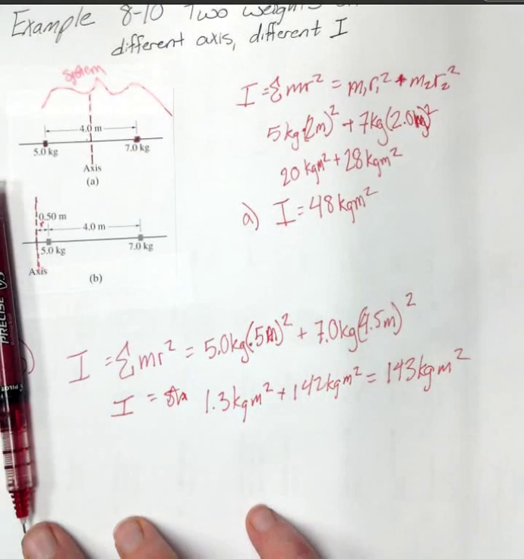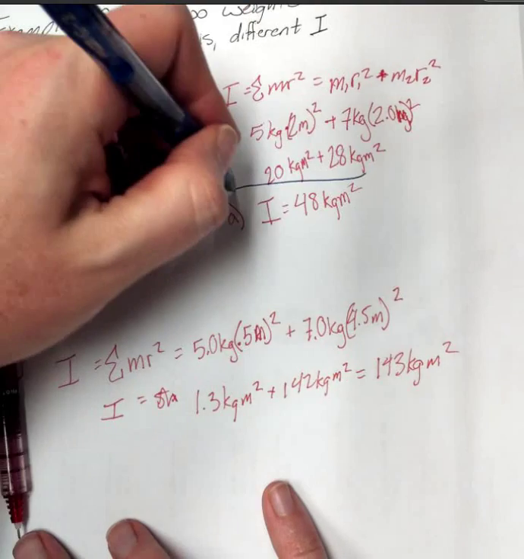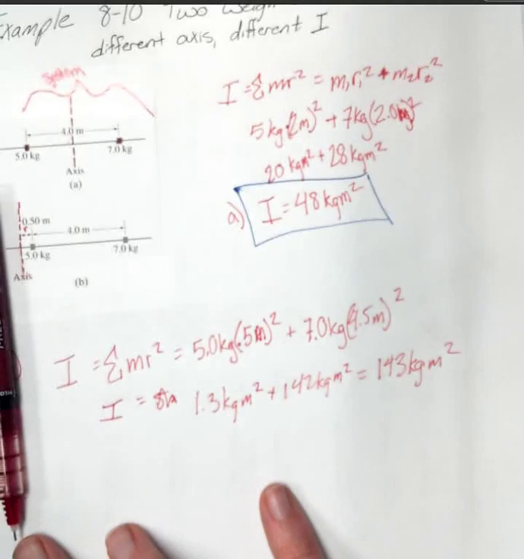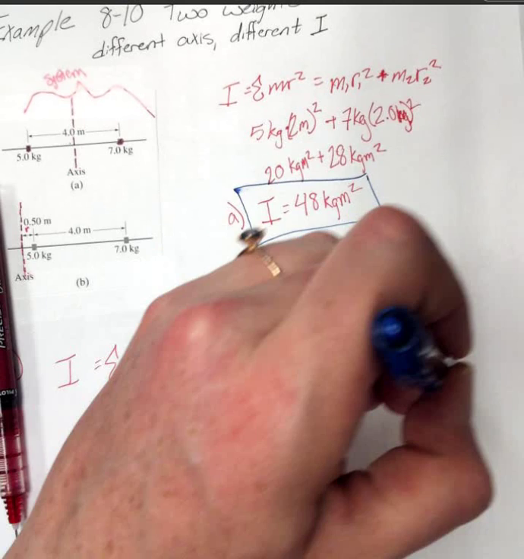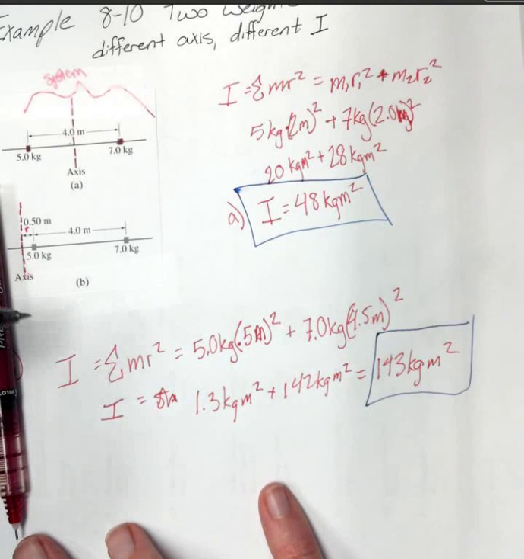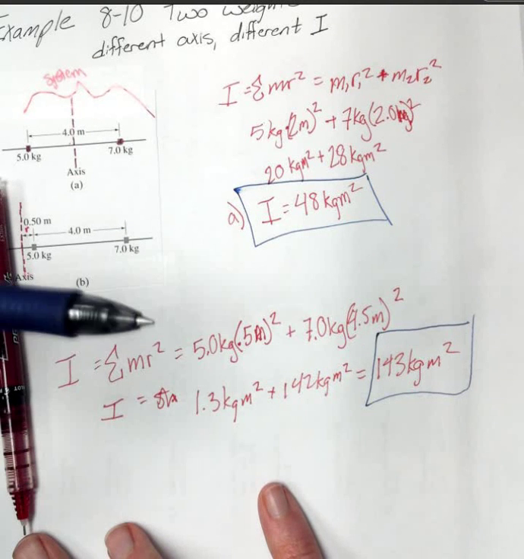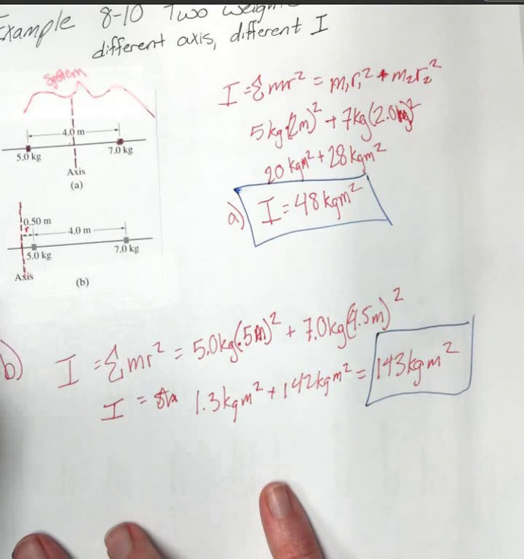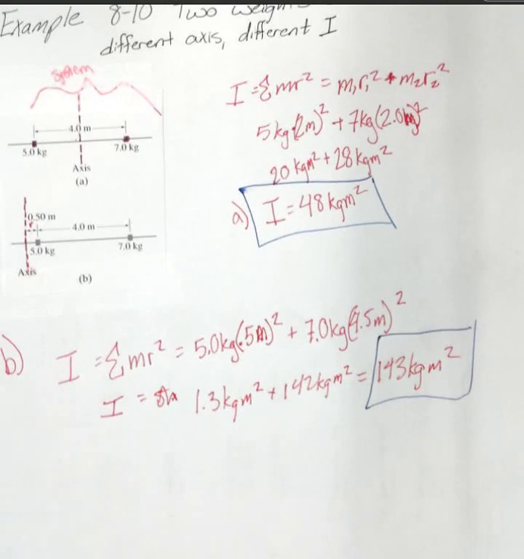So same masses, same length bar. When the axis of rotation was around the midpoint, the moment of inertia was 48 kilogram meters squared. When the axis of rotation was on the end and we had a heavy mass far away from the axis of rotation, we more than tripled our moment of inertia. And so that means that bar is not only going to be harder to start swinging, it's also going to be harder to stop swinging. And so when you consider the potential momentum of that bar, oof, way to go, good luck.